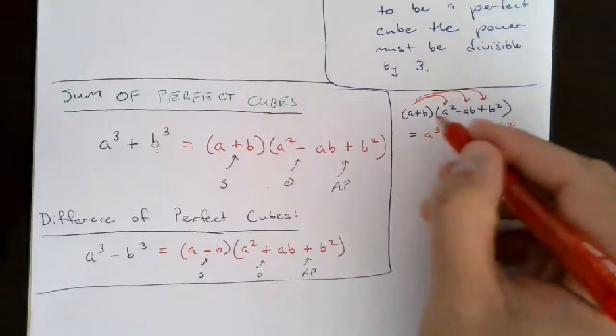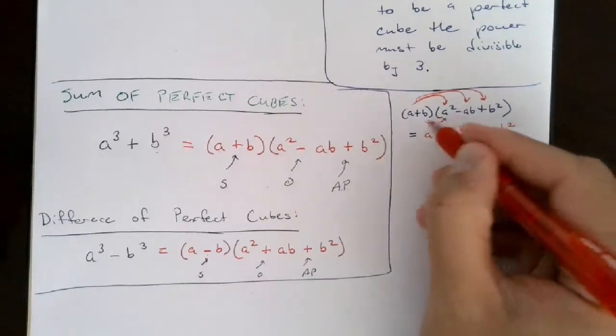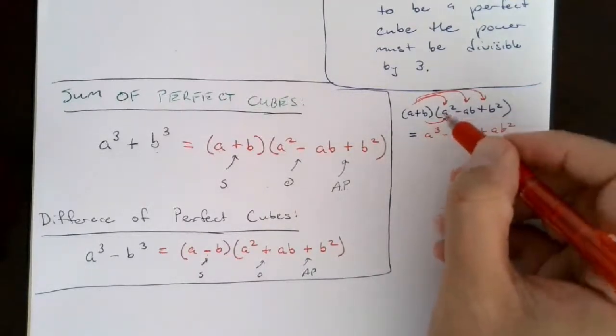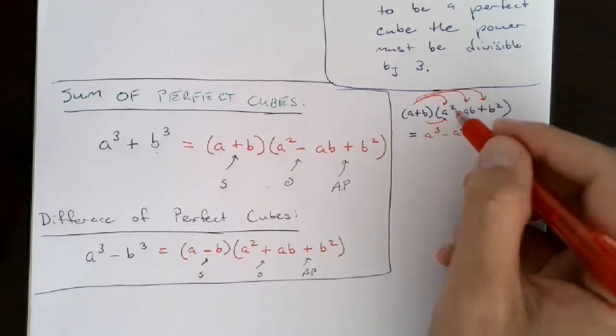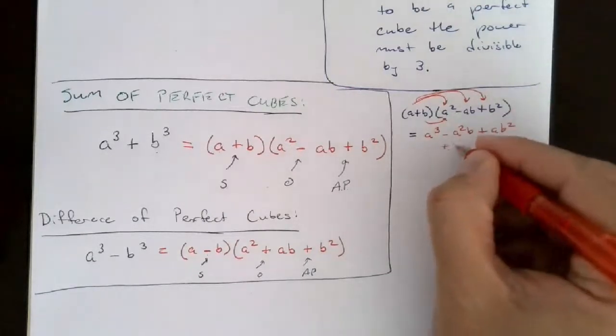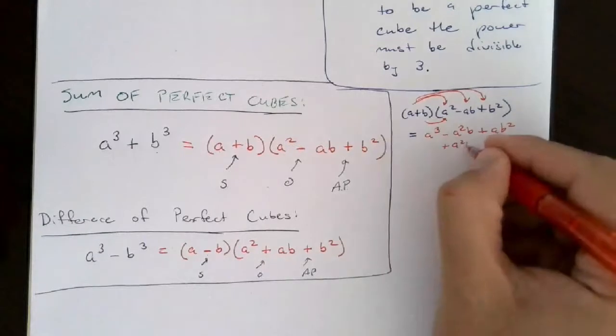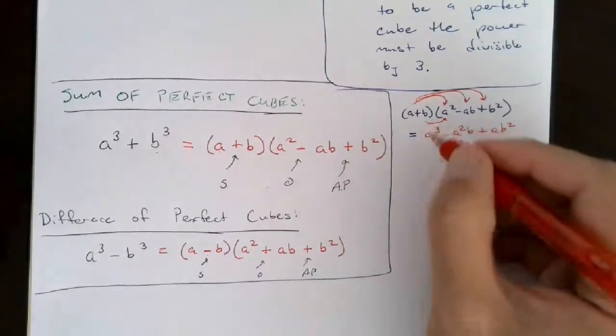Then I'm going to multiply b through every term in the second. So b times a squared, well, positive times a positive is positive. A squared times b is just a squared b. So I'm going to write this underneath here. You could write it in a straight line, but I'm going to write it underneath just so you can see it. So plus a squared b.